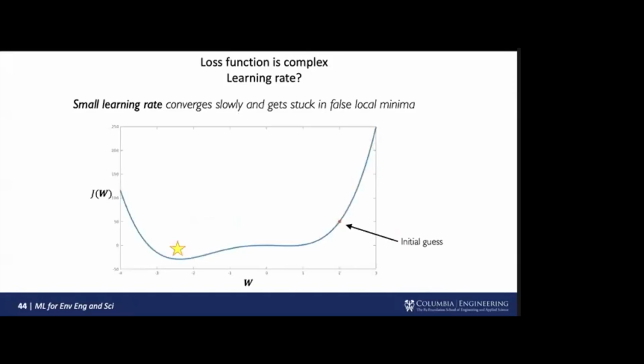This plot shows what happens with a small learning rate. For example, we have a 2D function to express the loss in this curve, okay? We start from an initial guess here, the red dot. Because the step size is very small, the optimizer moves very slowly, right? It may eventually go downhill, but it can also get stuck in a local minimum. For example, there is a local minimum here, okay?